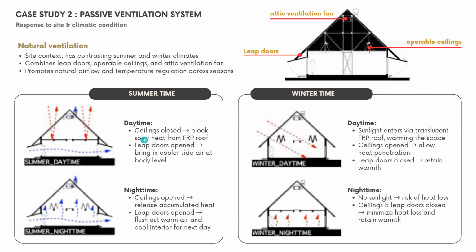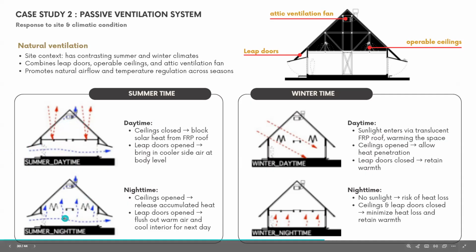So in summertime, the ceiling is closed, and the sunlight transfers heat from the roof to the internal spaces. So this space will be very hot. So they close the ceiling part, and then heat is trapped here. They use the exhaust fan to suck the heat out of this place, and then they open the louvre doors to allow wind to enter from body level.